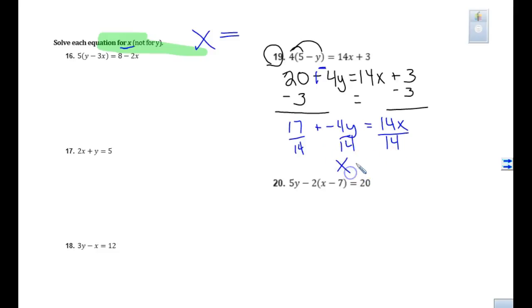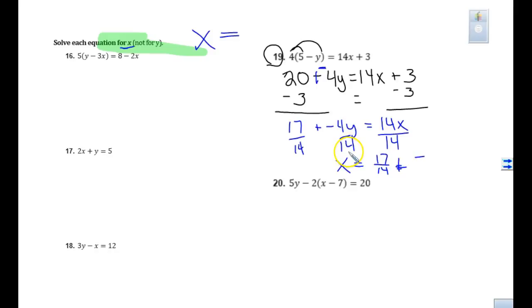Can I put the x first when I put my answer, since I'm trying to put x equals? Yes, it doesn't matter if it's behind, right? This is still 1x here. 17 over 14. Don't rewrite it. Then I have this plus a negative, but I can simplify.